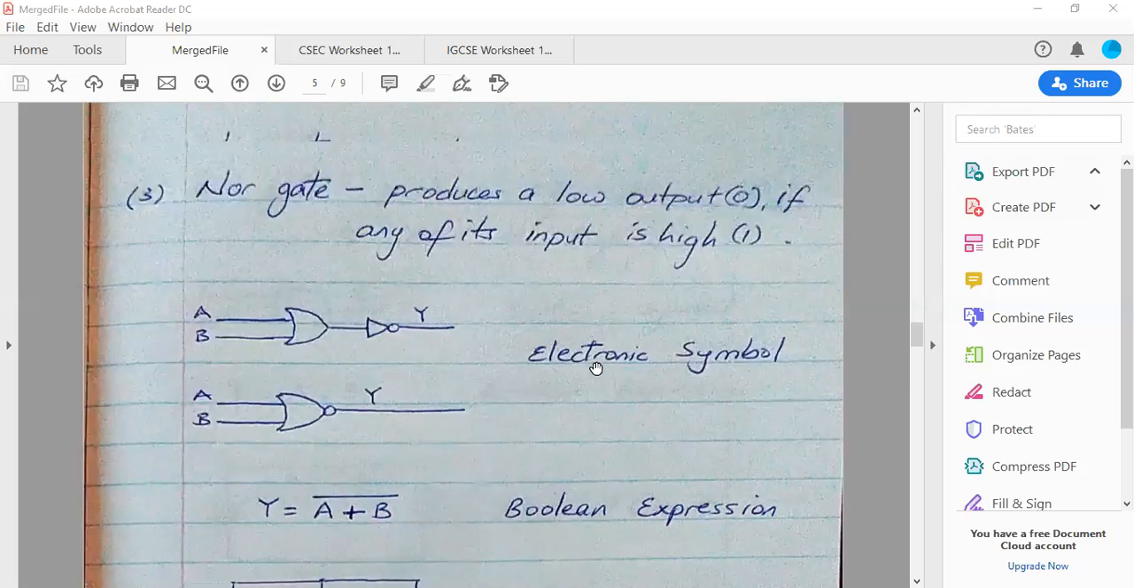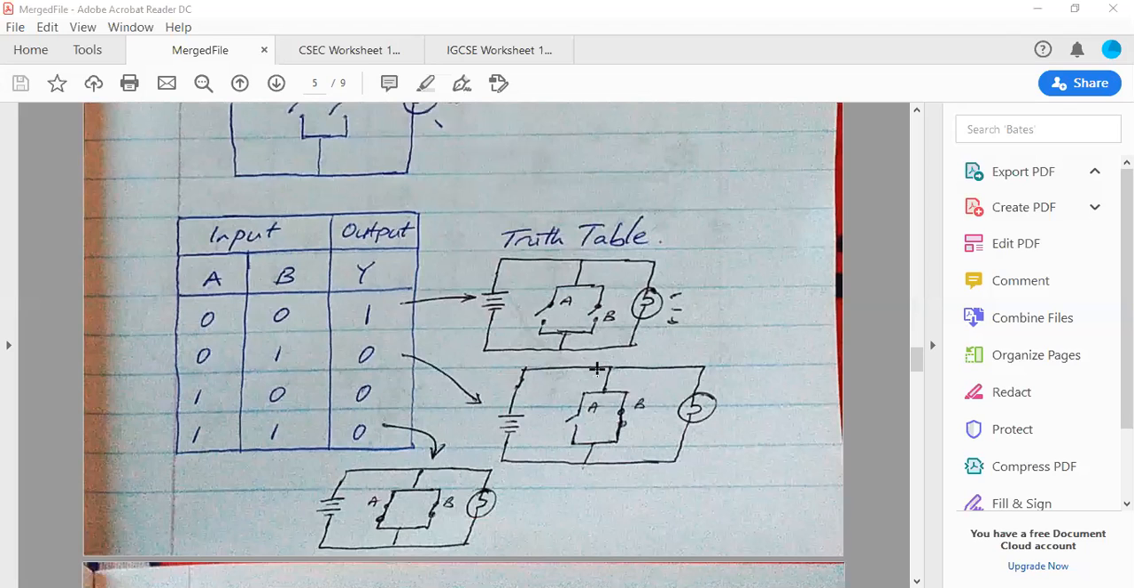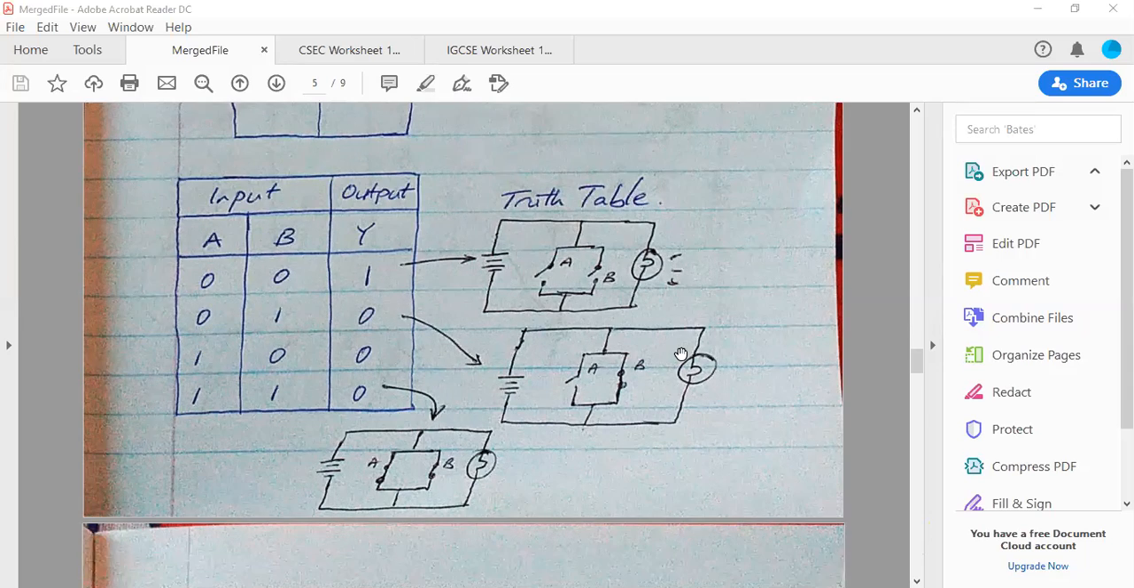Anybody have any questions with the NOR gate? Any questions with the NOR gate? Any questions on the NOR gate? Or need me to clarify anything about the NOR gate? Good. Nice.